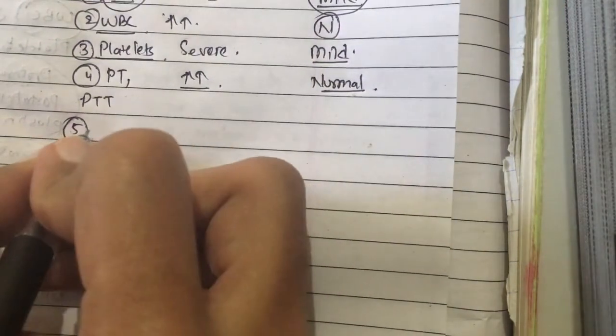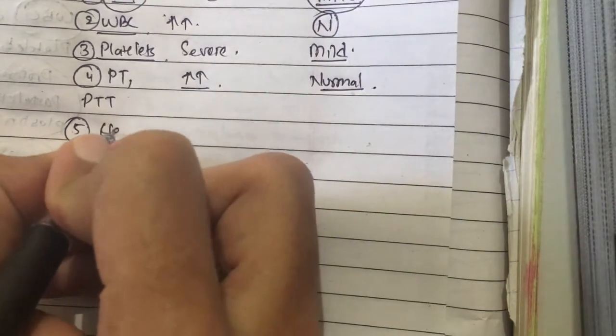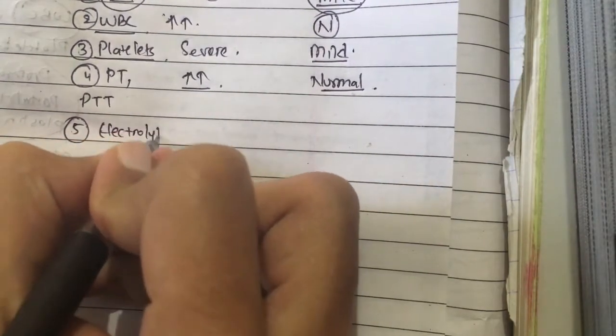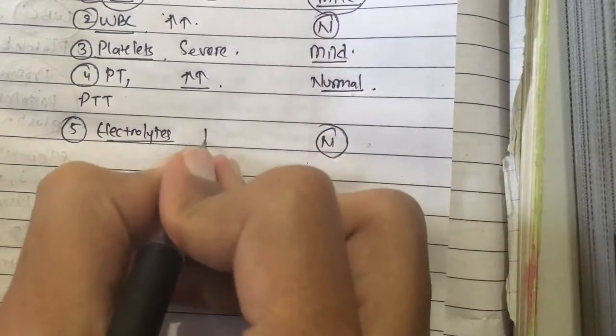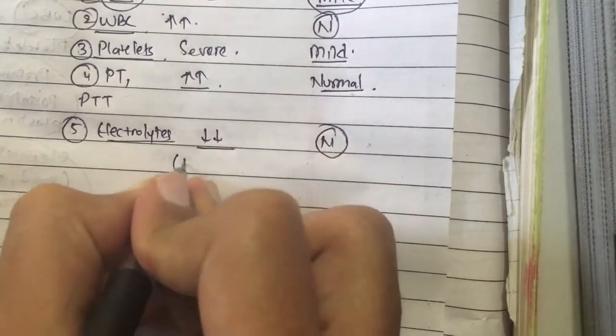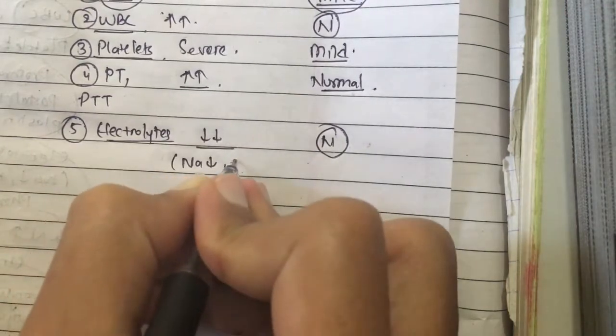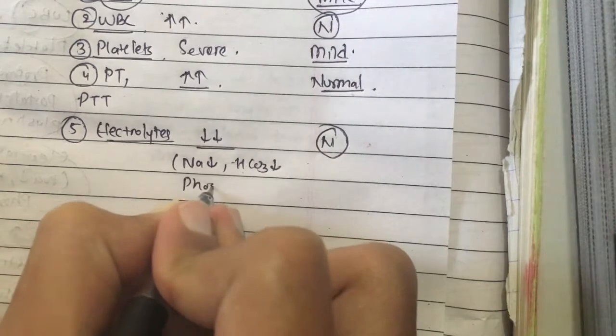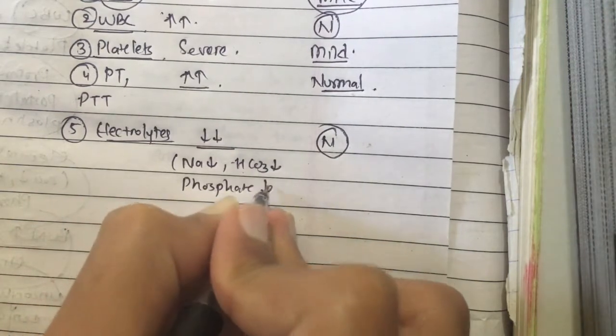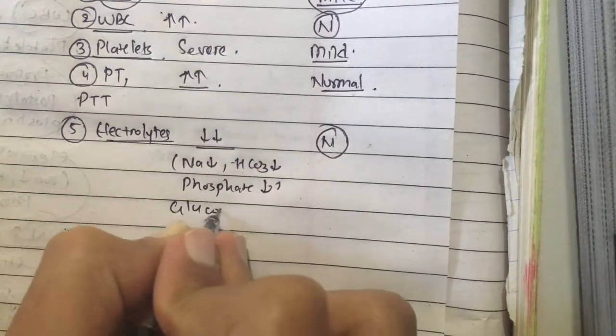Fifth point is the electrolytes. Electrolytes are normal in case of acute malaria, whereas electrolytes are decreased in case of severe form of malaria. Sodium is decreased, bicarbonate is decreased, phosphate is decreased, glucose is decreased, yes, hypoglycemia.